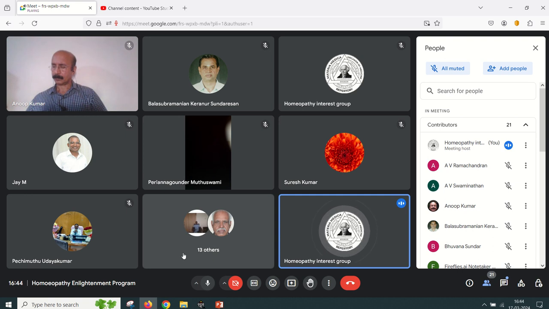And Cina, C-I-N-A, when worms are there, to get rid of worms you can give Cina, Teucrium marum verum and natrum phos. These three medicines you have to give for a minimum of 15 days. Then 70 to 80% of the worms will be eradicated.